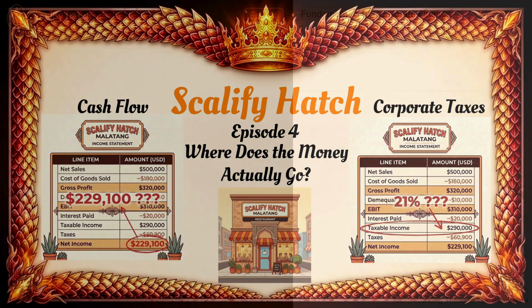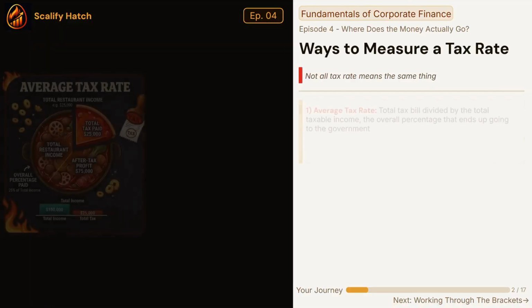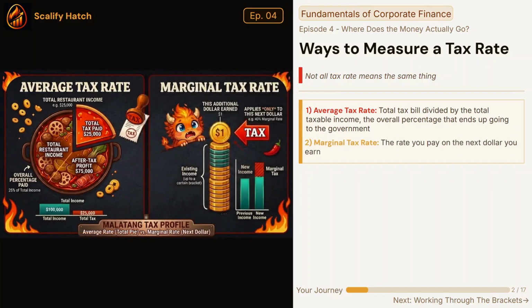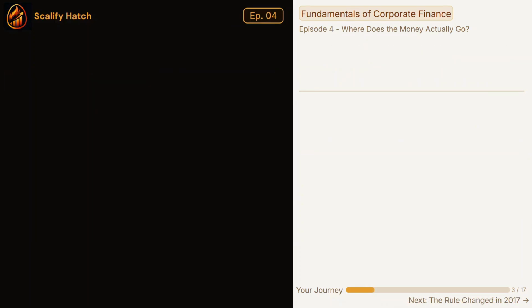Let's get into it. Most people think a company just pays one flat percentage on everything it earns. That used to be true, and it used to not be true, depending on which rate you're actually talking about. And understanding the difference actually matters. So here are two different tax rates you will need to know. There is your average tax rate, which is your total tax bill divided by your total taxable income. This is the overall percentage that ends up going to the government. Second, we have the marginal tax rate. This is the rate you pay on the next dollar you earn. Those two numbers are not actually the same thing, and mixing them up leads to real decisions being made on bad information. So let's see why they're different.